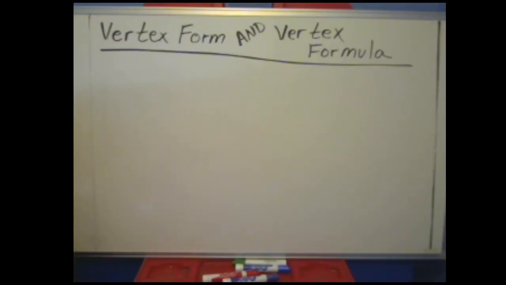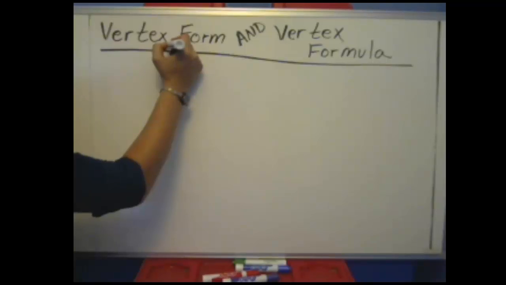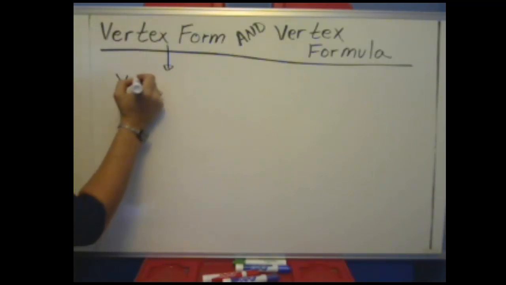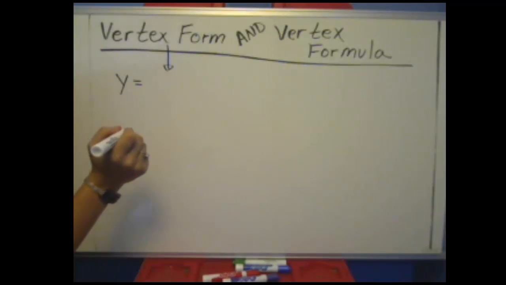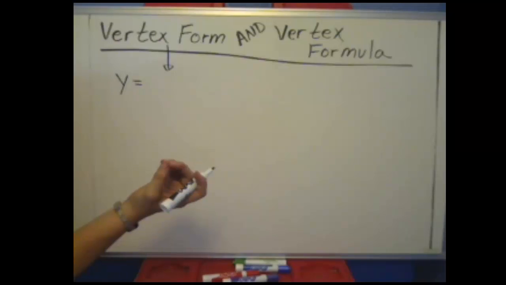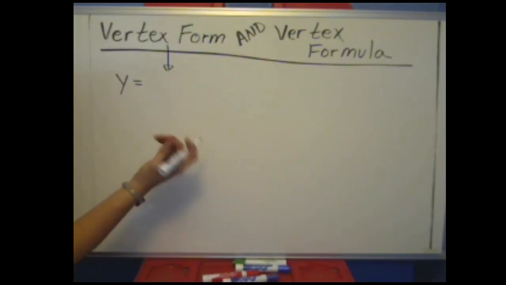Let's take a look at vertex form compared to the vertex formula when referring to quadratic equations. So first, in general, whenever you are asked to get an equation into vertex form, you are being asked basically to get this equation into shifted form. Basically the form that would show the transformations that had occurred to y equals x squared.